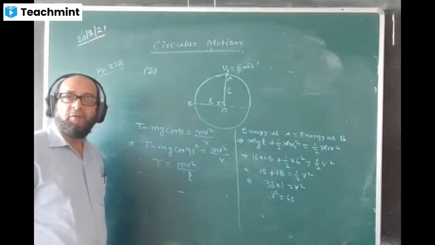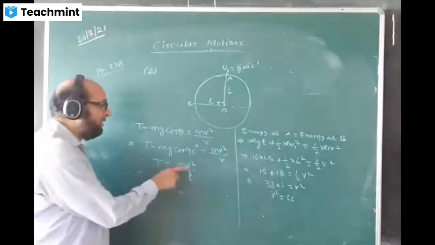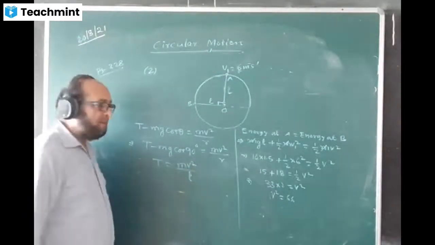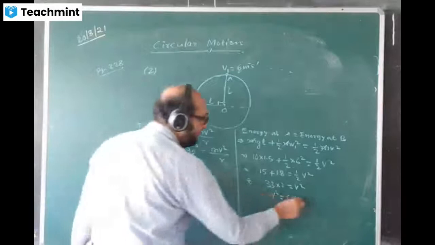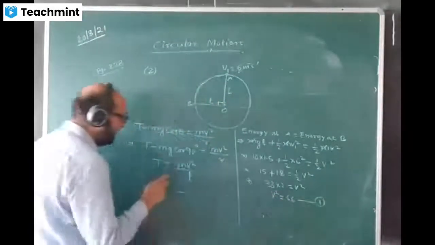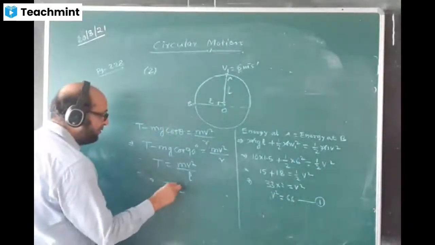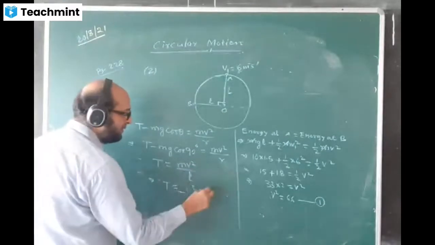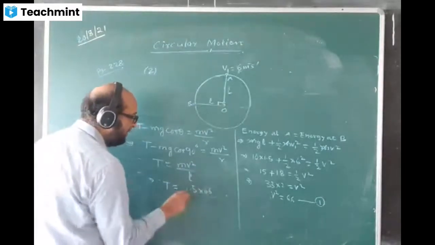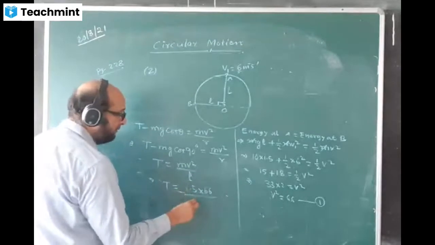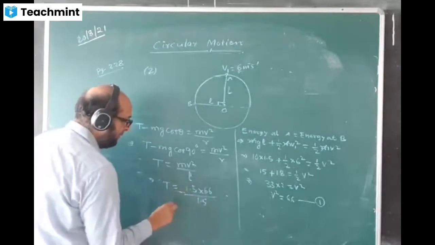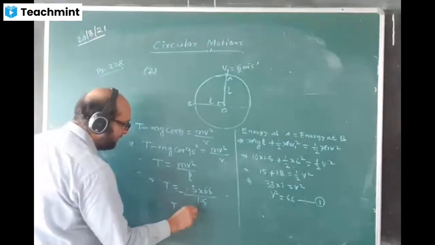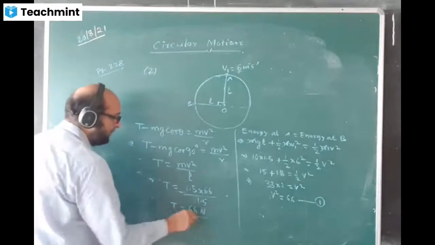No need to find the value of V because we need V square only here. This value only I'll put here. This is equation number 1. I'll put the value here. T is equal to mass is 1.5, V square means 66, and length of the string is given 1.5. The T value will come 66. Answer.